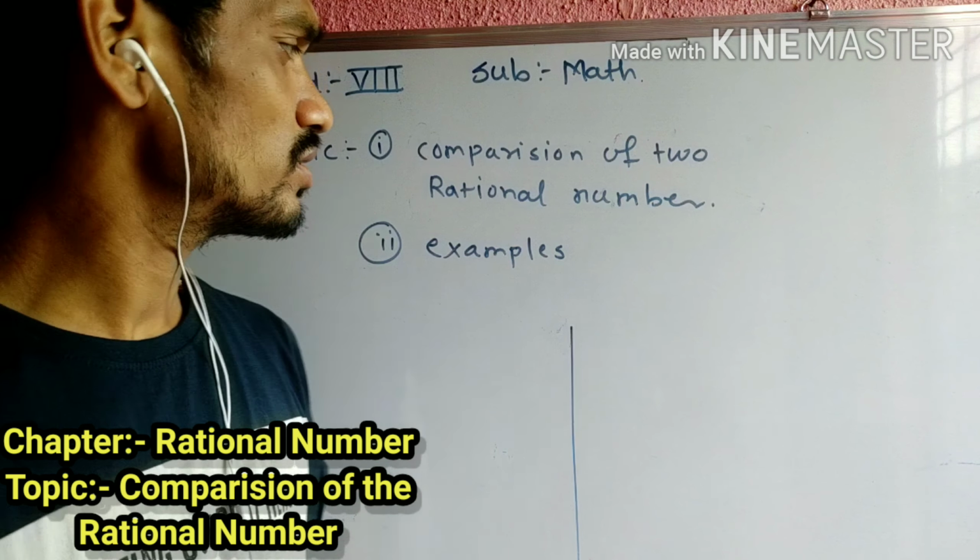Which one is closer to 0? Give me the answer in the comment box. So -2 is very close to 0 as compared to -3. Okay, -2 is very close to 0. So the negative number which is closer to 0 will be bigger than the other number. Okay, so here the bigger number is -2, bigger than -3.